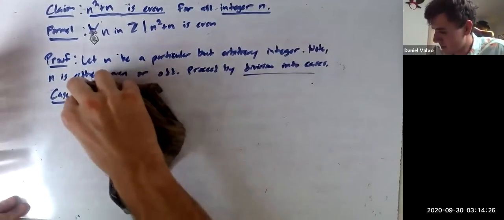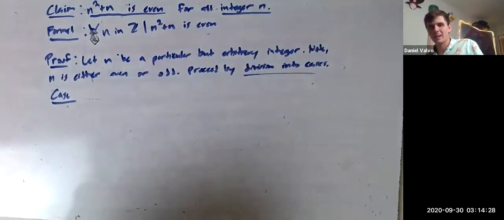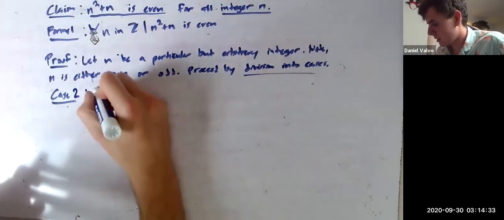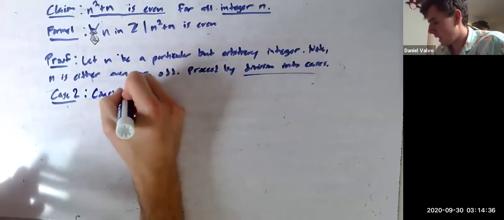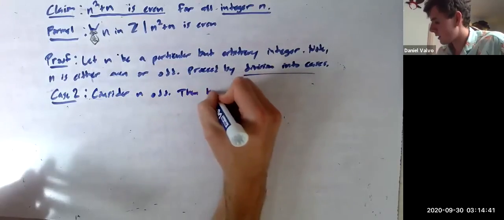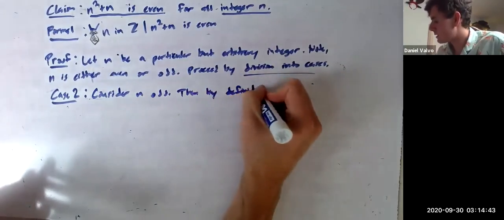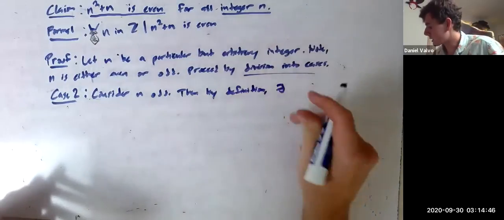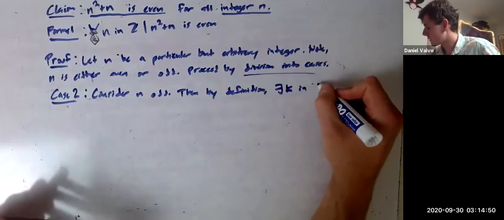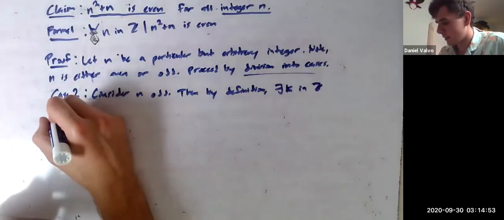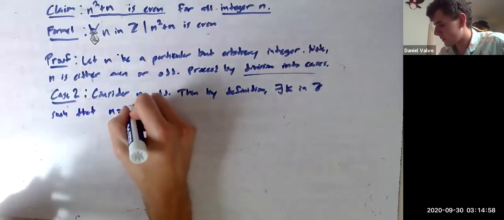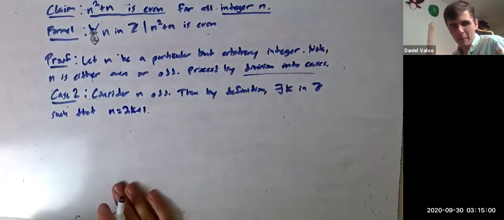So let's do case 2. And I'm going to breeze through this a little bit because we kind of know it, because it's kind of the same. Case 2: consider n odd. Then by definition, there exists a k in Z such that n equals 2k plus 1.